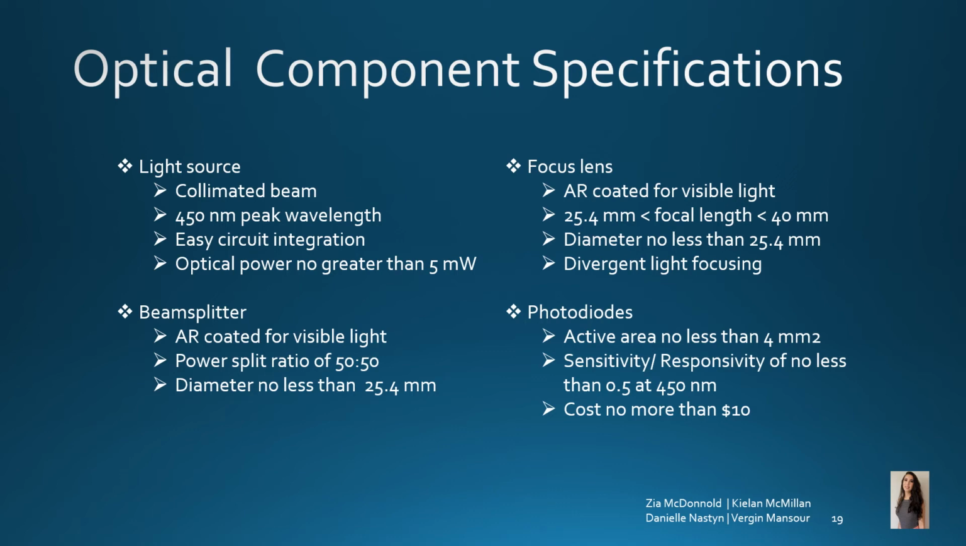The last optical component is the photodiodes, where the specifications include an active area no less than 4 millimeters squared, so the alignment remains simple, a sensitivity and/or responsivity of no less than 0.5 at 450 nanometers, and lastly, they are no more than $10 each.